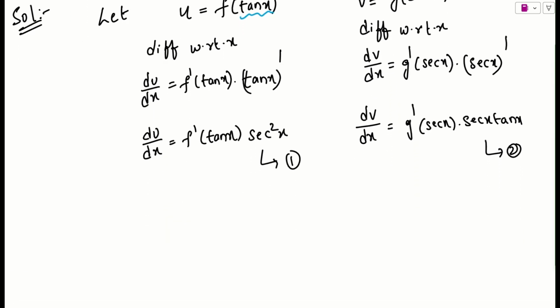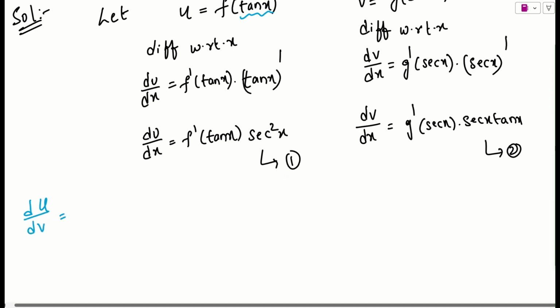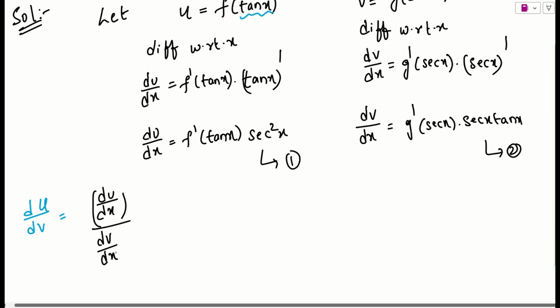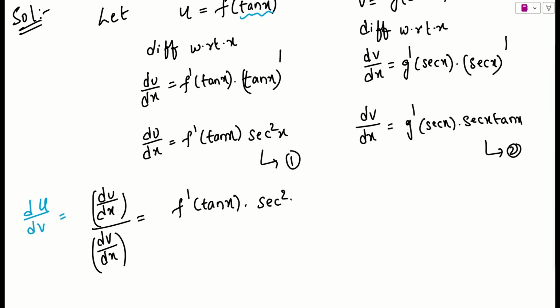So what are they asking? They are asking you to differentiate the first function, that is u, with respect to what? The second one. So they are simply asking us to find du by dv. What is meant by du by dv? This is nothing but du by dx by dv by dx. What is du by dx from here? That is f dash of tan x, which we got, into secant square of x. And what is dv by dx? That will be simply g dash of secant x, which we got, into secant x into tan x. Is it okay?